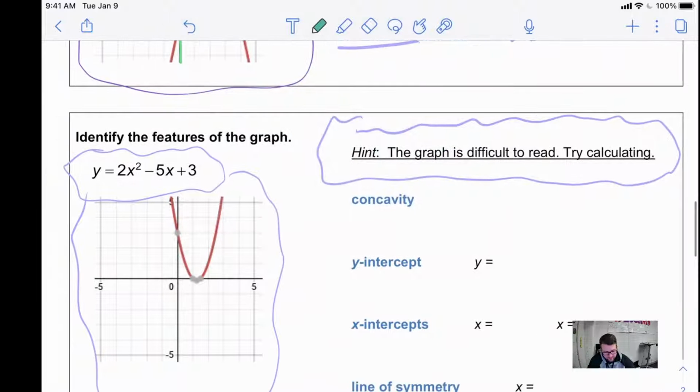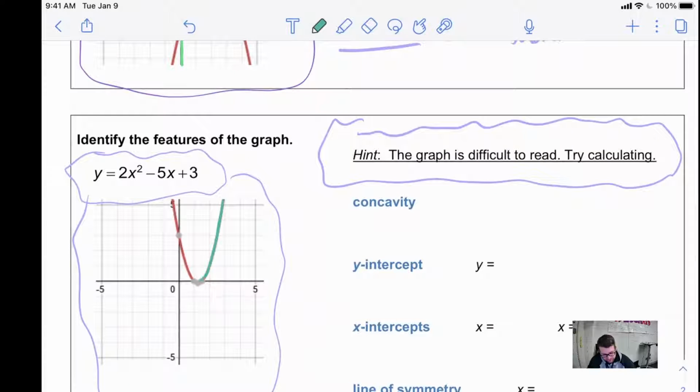Looking at this, first off, we can see that this graph opens upwards here. So if it opens upwards, we know that we are going to say concave up. Remember, the concavity is directly related to your a value over here. So if your a value is positive, that's how we know we're also going to be concave up.